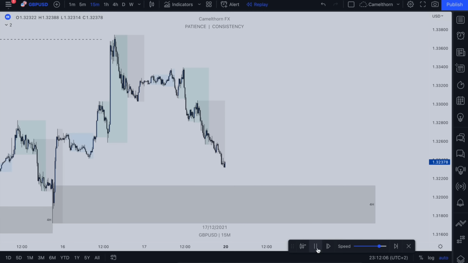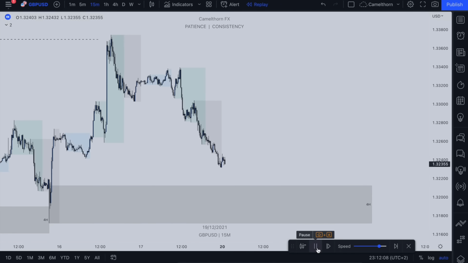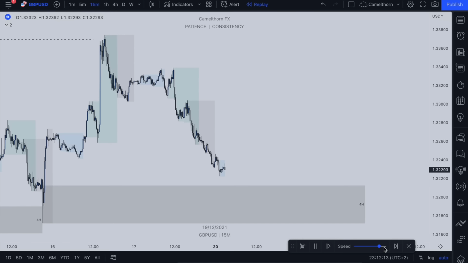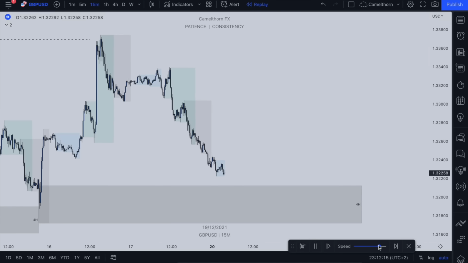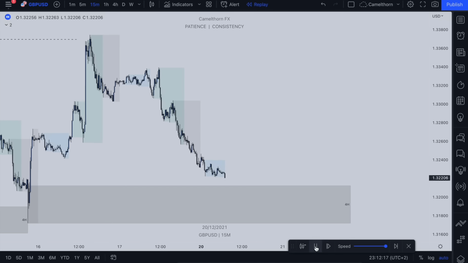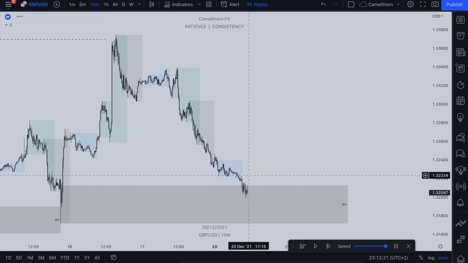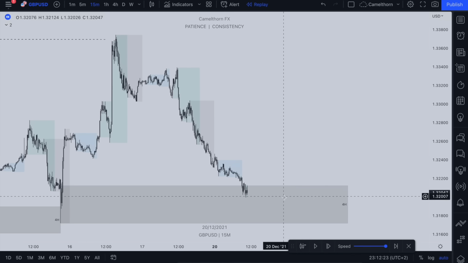So if we play price forward now, remember we are on the 15-minute chart. We'll see the price action. If we actually just increase the speed of it here, we can see the price action as anticipated. Price action comes into this 4-hour demand zone.